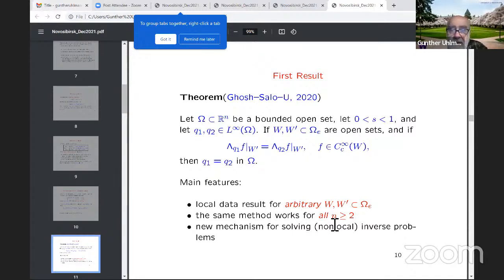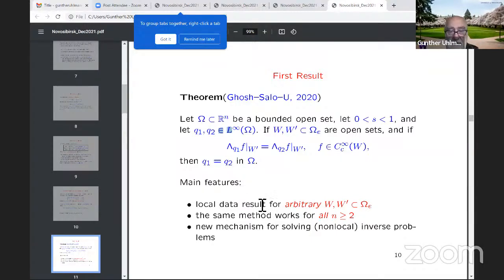So the first result obtained in this direction is the following. Suppose you take a bounded open set, and this is for uniqueness. Again, I'm only concentrating on uniqueness. There are some stability and reconstruction results. You take two arbitrary open sets in the exterior. And if you measure the Dirichlet-to-Neumann map in one of the open sets, W prime in this case, for functions supported in the other one, then the potentials are the same.